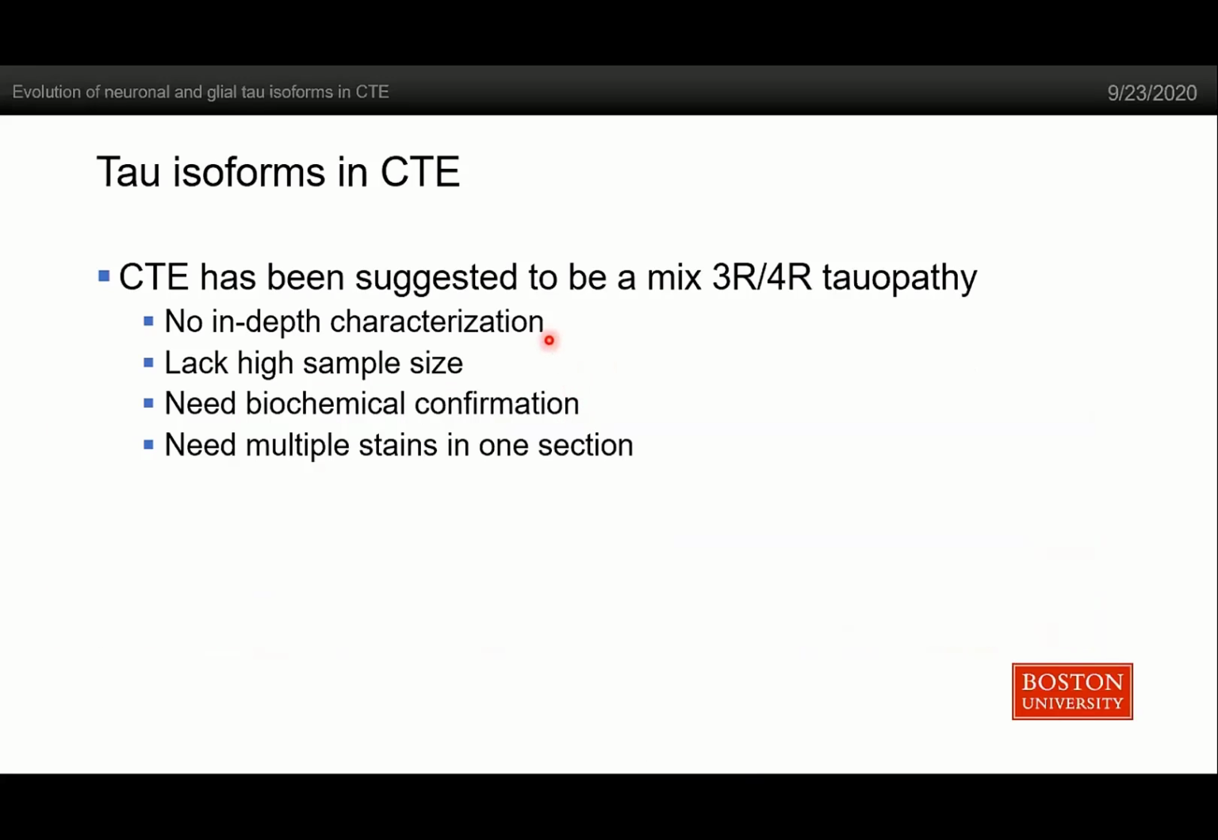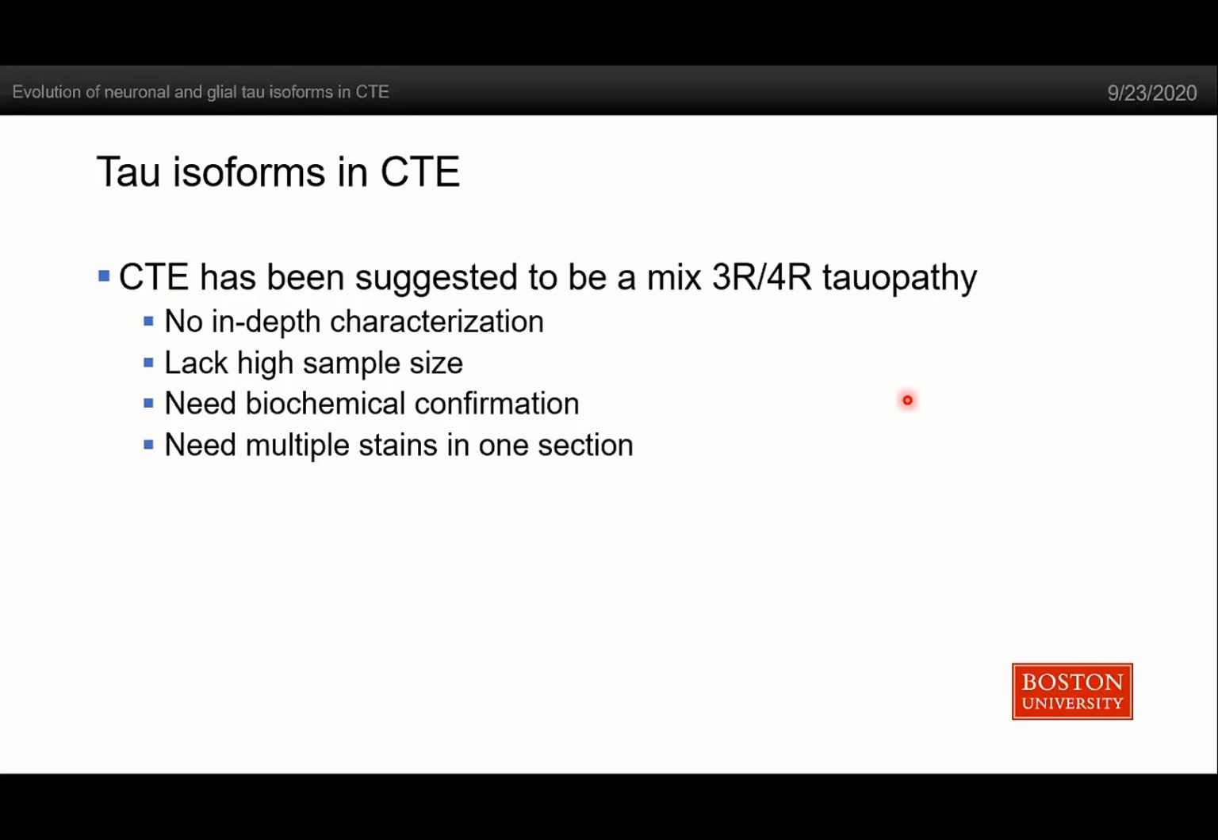There's never really been an in-depth characterization of the 3R or 4R isoforms in CTE. The previous figure I just showed you is a very, very small sample set. So that needs to be shown over multiple cases and looking at all these stages of pathology, not just looking at very severe disease, which is typically focused on in these studies. So we need to have more cases. So again, this needs to be in the dozens, if not hundreds of cases to really understand the neuropathology.